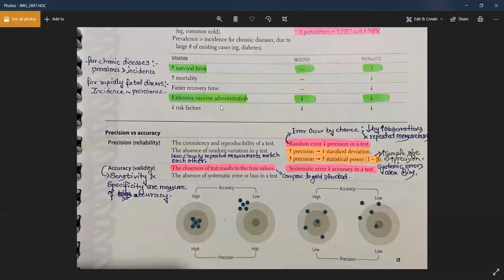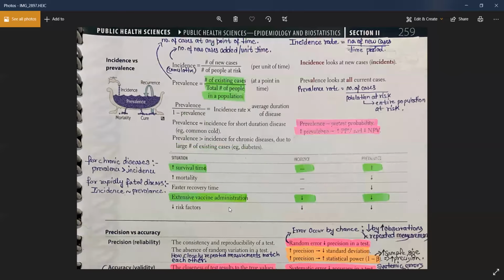How would vaccination reduce prevalence? If you do the extensive vaccination, then what's going to happen? Let's say, for example, hepatitis B virus vaccination. Like I told you, the hepatitis B virus is required for the infection with hepatitis D virus. If you do a lot of vaccination for the hepatitis B virus, then you can also never get the hepatitis D virus, right? So what's going to happen now? The new cases of the hepatitis D virus will decrease.